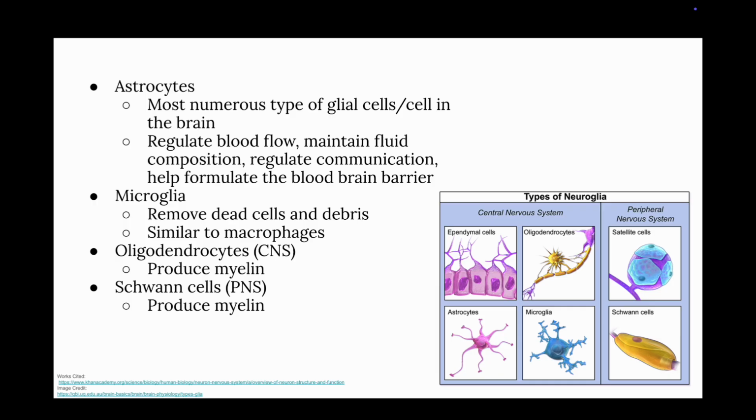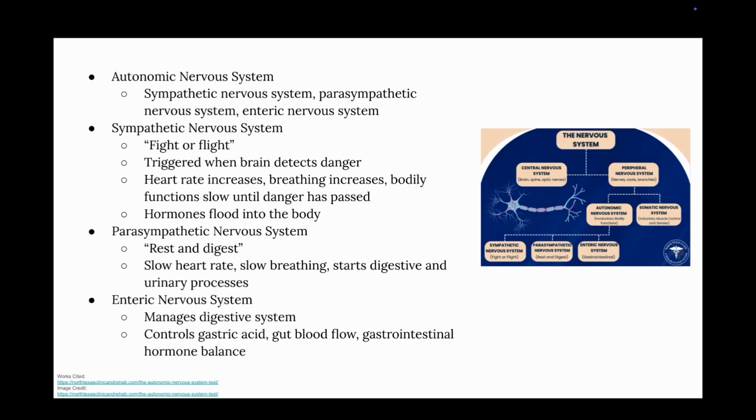Microglia remove dead cells and debris, similar to the macrophages of the immune system. Oligodendrocytes in the CNS and Schwann cells in the PNS do the same thing, producing myelin. Now we're going to move on to the autonomic nervous system, which is a derivative of the peripheral nervous system.